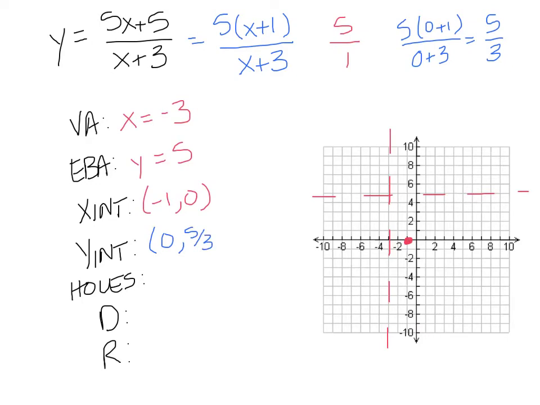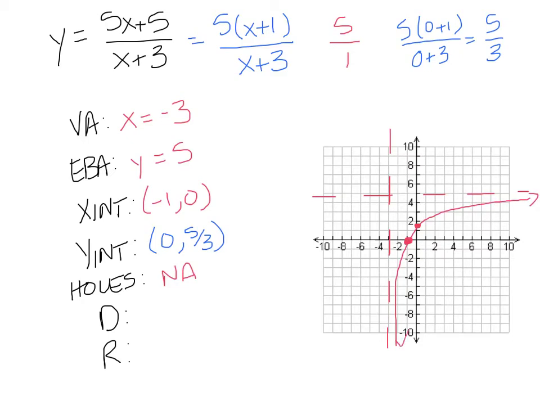I'm going to graph that. Totally messed up my color scheme. That's okay. 5/3 is just under 2. So that actually kind of looks like it fits with the x-intercept I had. There aren't any holes, so that's not applicable. Now we can go ahead and draw that first branch.